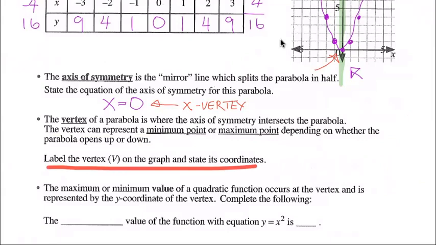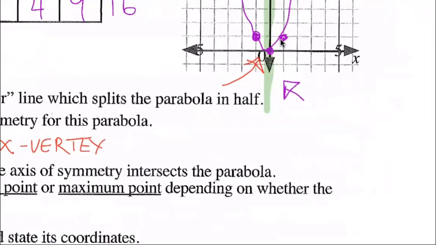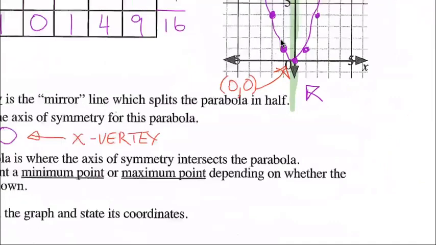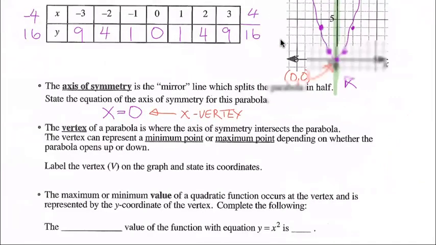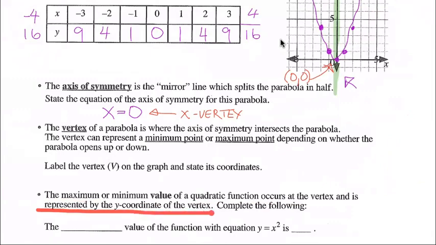Label V the vertex on the graph and state its coordinates. So the vertex is right there. It has coordinates (0, 0). The maximum or minimum value of a quadratic function occurs at the vertex and is represented by the y coordinate of the vertex.